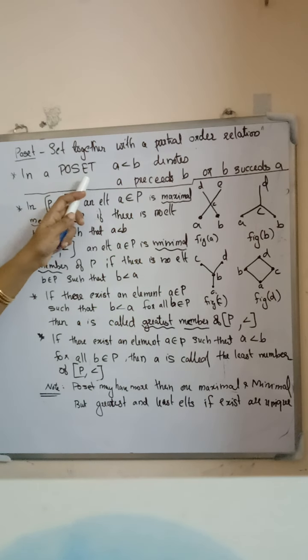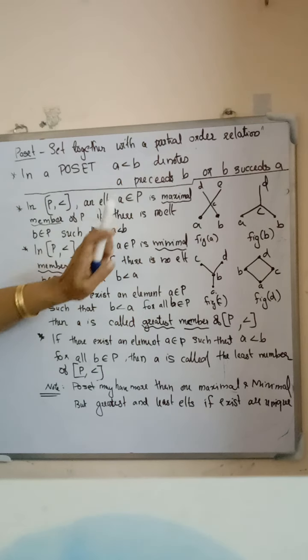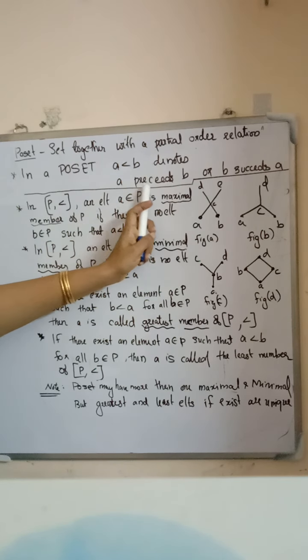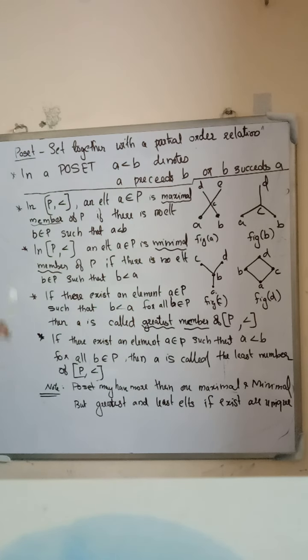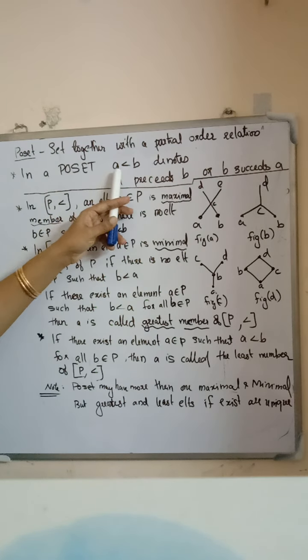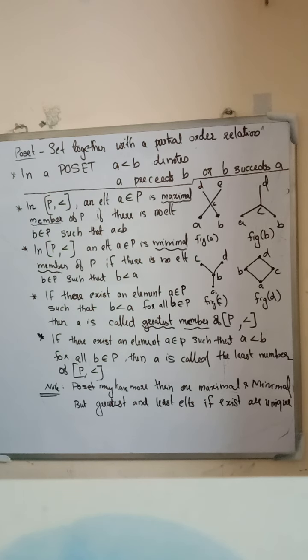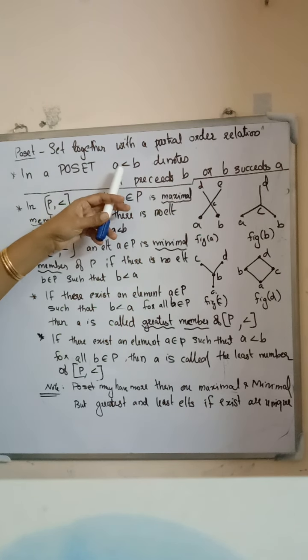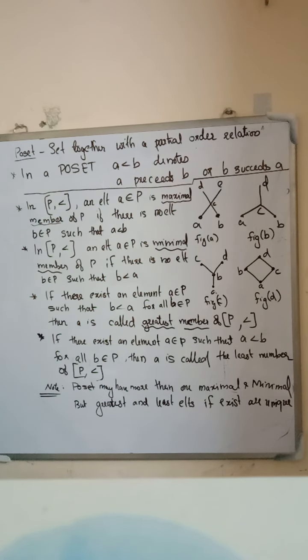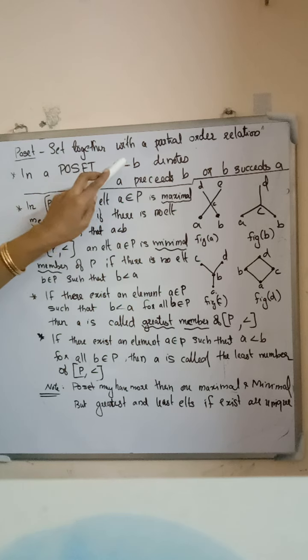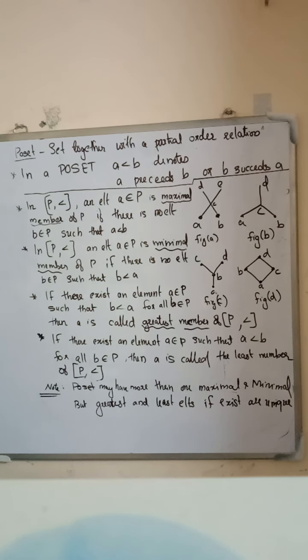In a poset, A less than B denotes A precedes B or B succeeds A. Here, A less than B does not mean the actual less than symbol. A number less than another number is not defined here. Here we define A as an element related to B.